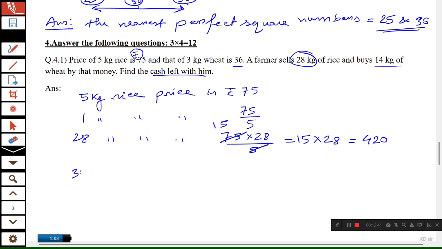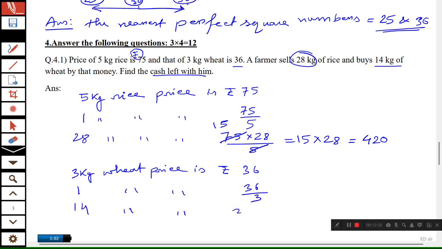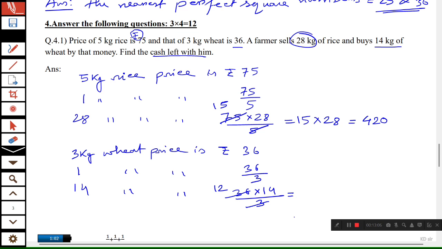And he then buys 14 kg of wheat. So we did 3 kg price is rupees 36. So 1 kg price হচ্ছে 36 by 3. So that means 14 kg price হচ্ছে 36 into 14 by 3. So 12 into 14 কত আসছে? 168. So see that he gets rupees 420 and he just paid 168.